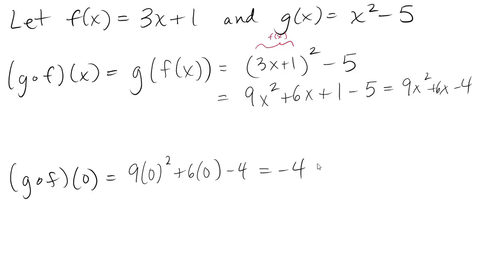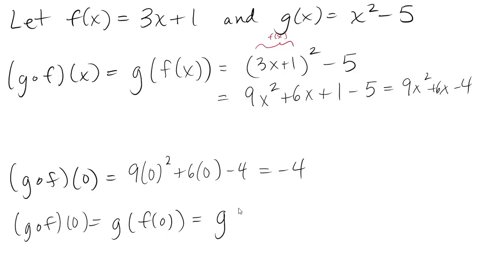But let's pretend for a minute that we didn't already have this composition here. How else could we find g circle f of 0? Well, g circle f of 0 means g of f of 0. So first we could find f of 0, and that's easy, we can do that mentally. f of 0 is 1. So this is just g of 1.